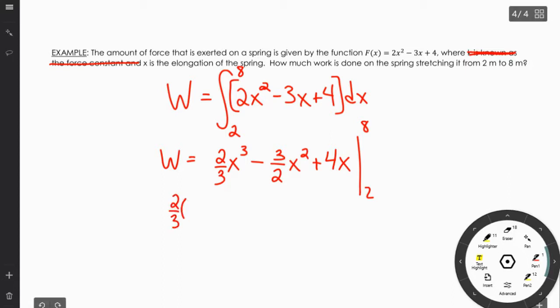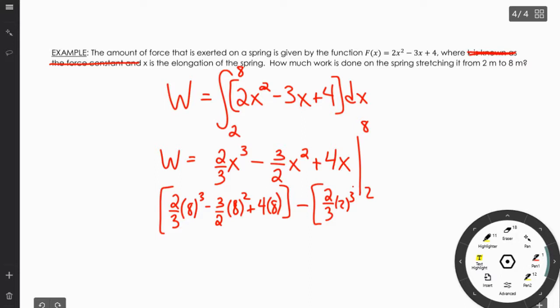So now we're just going to plug in our values. We're going to evaluate when x is equal to 8. So we have 2/3 times 8 cubed minus 3/2 times 8 squared plus 4 times 8. All right, that's the first part. And then we're going to subtract 2/3 times 2 cubed minus 3/2 times 2 squared plus 4 times 2. All right. And my recommendation here is to break this apart.